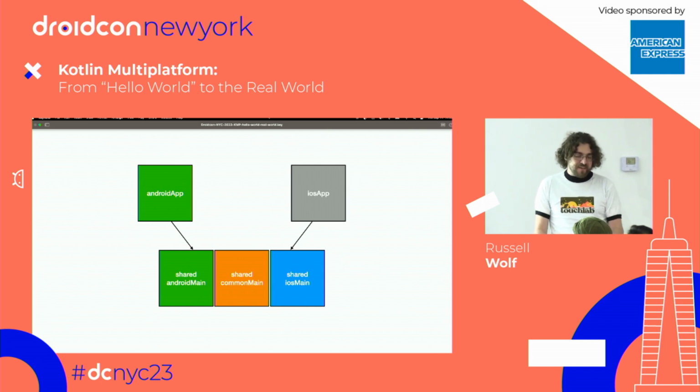So there's 5 major locations here. The shared module at the bottom has common, Android, and iOS code. And then there are Android and iOS API app layers above it.